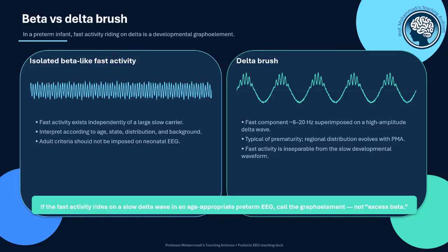Delta brushes are expected maturational phenomena in premature EEGs, and their distribution changes with postmenstrual age. The key mistake to avoid is applying adult EEG criteria to a neonatal recording. If fast activity is clearly riding on a slow delta wave in an appropriately premature infant, the correct interpretation is the developmental graphoelement, the delta brush, not excess beta.